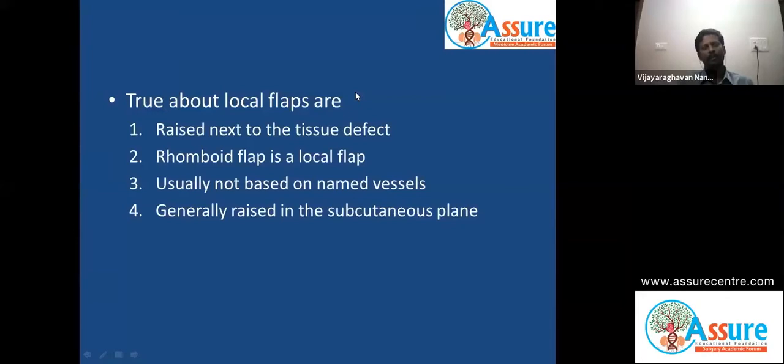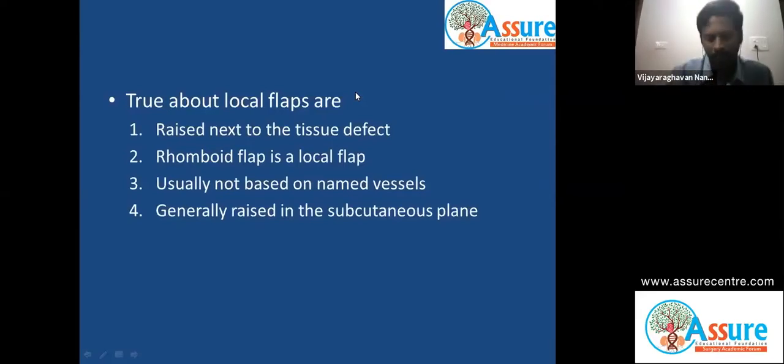But the groin flap is based on the superficial circumflex iliac, so it is a named blood vessel. It has a blood vessel which runs along the axis of the flap, so it is an axial flap. It is an axial flap, it is a fasciocutaneous flap, it can be a local flap or regional flap or a distant flap, okay. So don't get confused on that. Everything is based on what method you are choosing to classify the flap, okay.